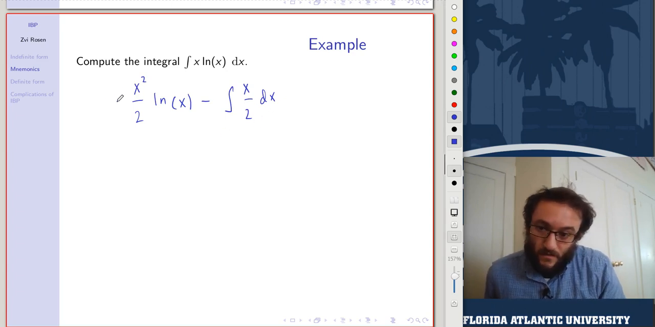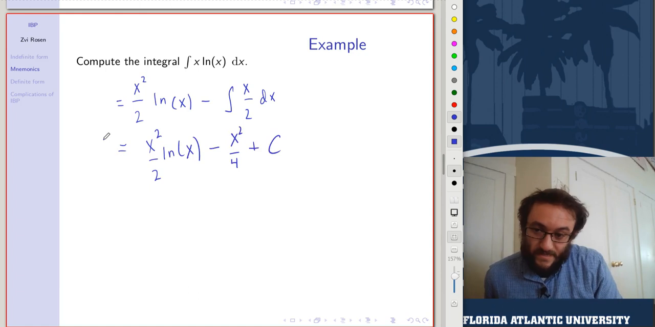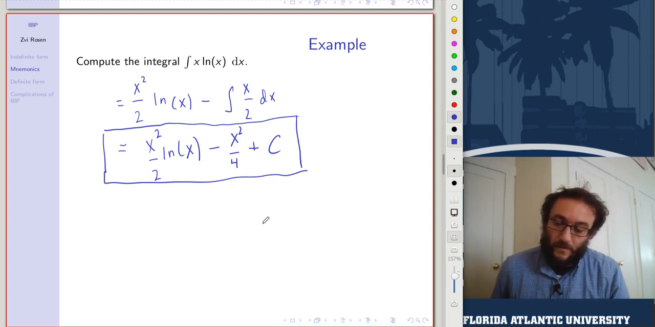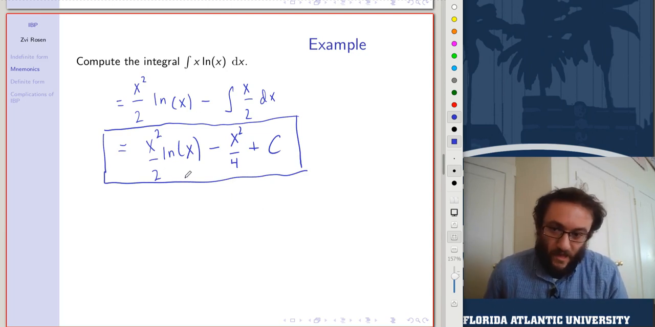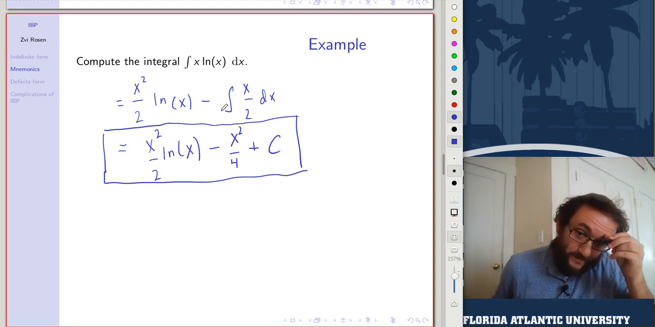This antiderivative is x squared over 4 plus C. We get x squared over 2 ln of x minus x squared over 4 plus C. And this is our answer. If you want to be extra careful, you can pause the video here and take a derivative of this expression. You should get the expression x ln x.